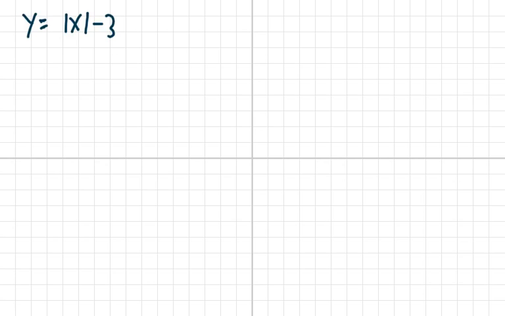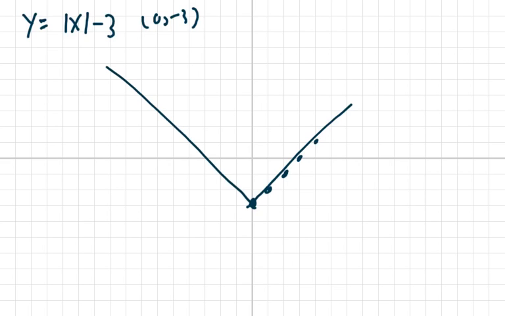So the vertex would be 0, -3. Because k would be -3, and h would be nothing, because there's nothing beside x. So go to -3, 1, 2, 3. A would kind of be your slope, since there's nothing there. You could go up 1 every time. This would be your absolute value function.